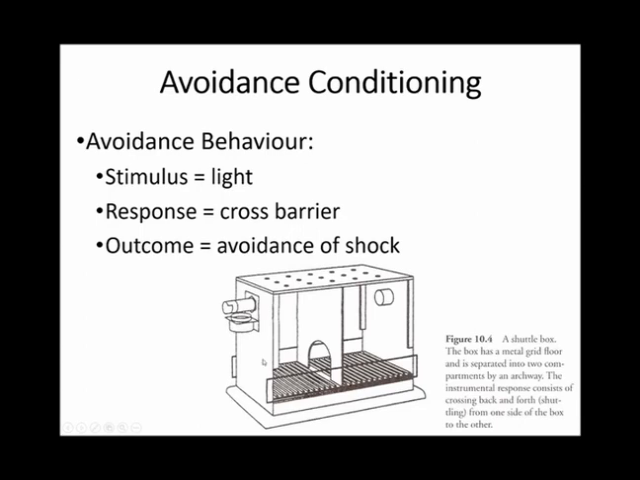And the outcome is that they get to avoid the shock. They left before the shock even happened because there was a stimulus, that light, that told them it was coming. So they learn something about the light first, and then they can use that to make a decision to avoid experiencing that unpleasant or aversive stimulus when the floor becomes electrified on that side of the cage.